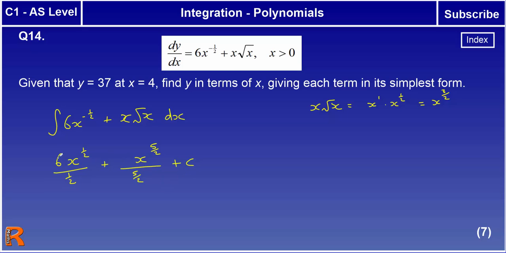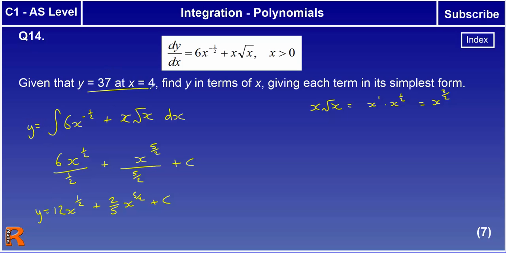Okay, so let's just tidy this up. 6 divided by a half, that's the same as multiplying by 2, so that's 12x to the half. Dividing by 5 upon 2 is the same as multiplying by 2 upon 5. And there we have our function for y.